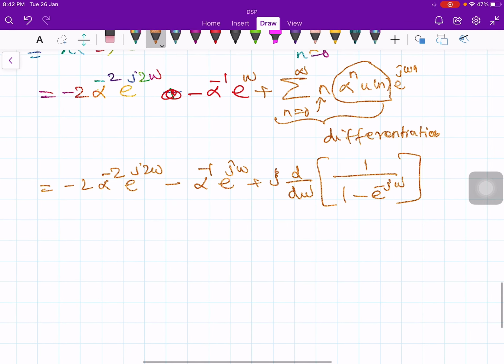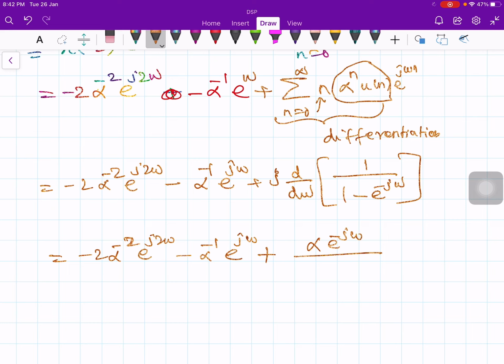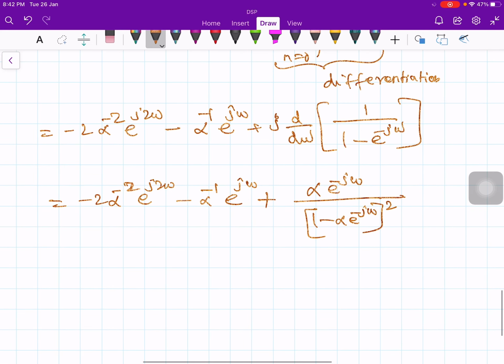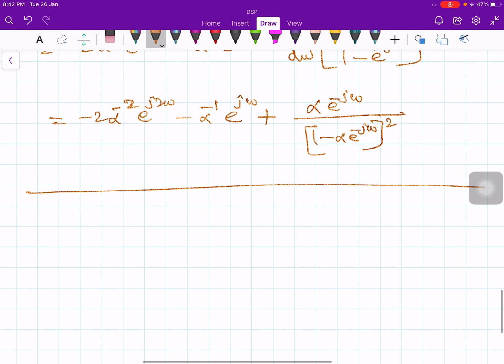Okay, so if you differentiate this, then 2 times alpha to the minus 2 e to the j2 omega minus alpha to the minus 1 e to the j omega, then plus alpha times e to the minus j omega divided by 1 minus alpha e to the minus j omega whole squared. That's it. So that's how one has to calculate the discrete time Fourier transform of a given problem by invoking the properties instead of straight away solving the problem.